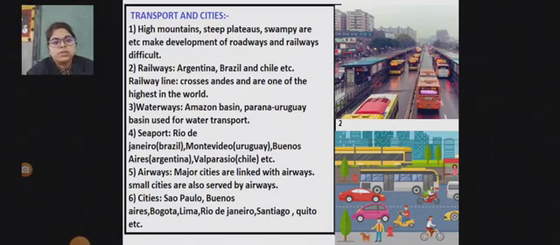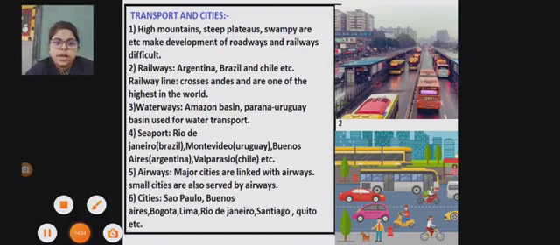Small cities are also served with the help of airways. Let's talk about some popular cities of South America: Sao Paulo, Buenos Aires, Bogota, Lima, Rio de Janeiro, Santiago, Quito, etc.